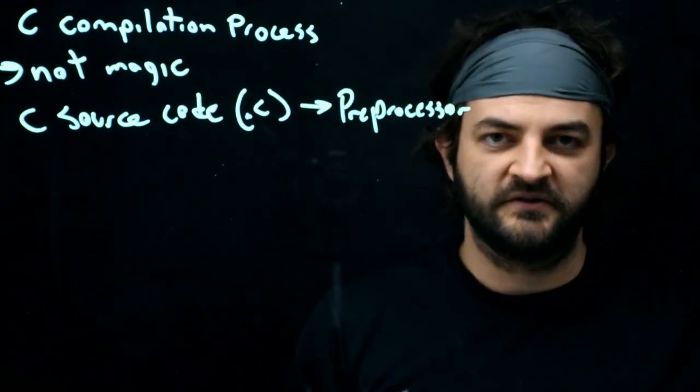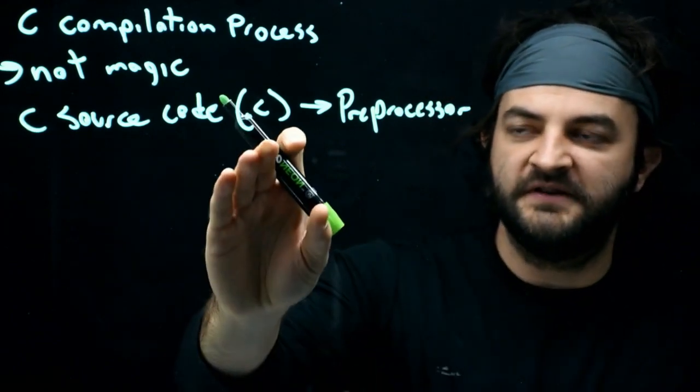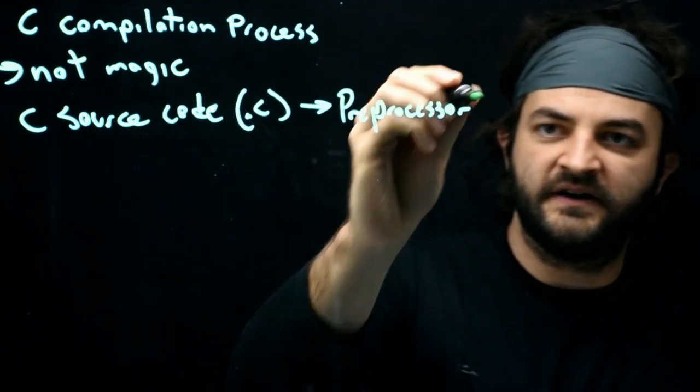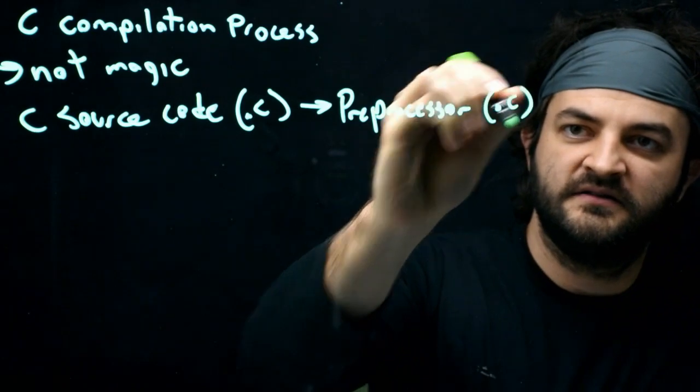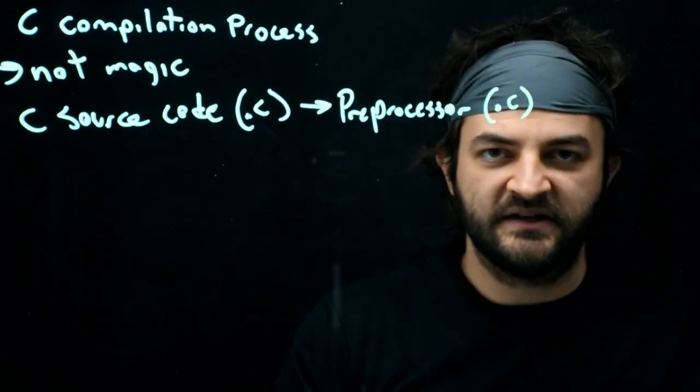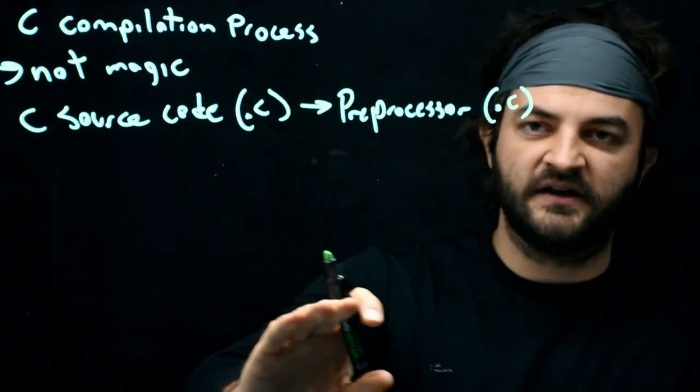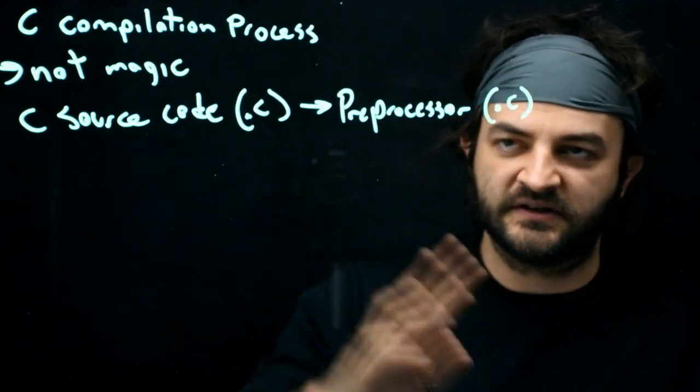The preprocessor is actually a program. It opens up our C file, it edits the C file, and then it saves it as a .c file. Now this is an intermediate step, so when everything is all said and done, it disappears, so we don't get to see what the difference was.